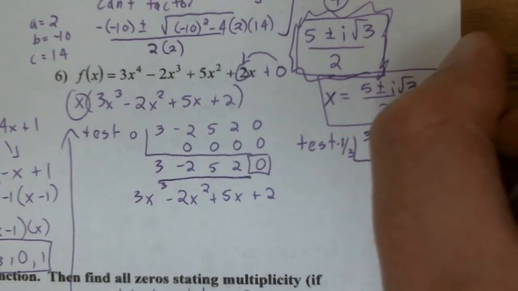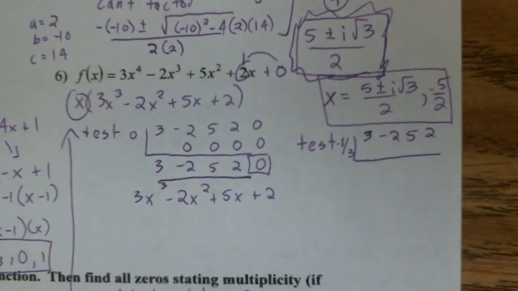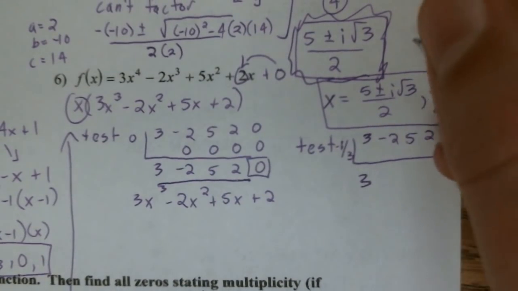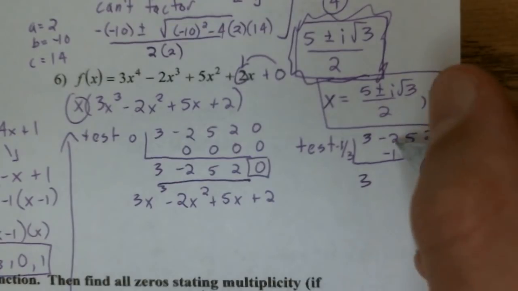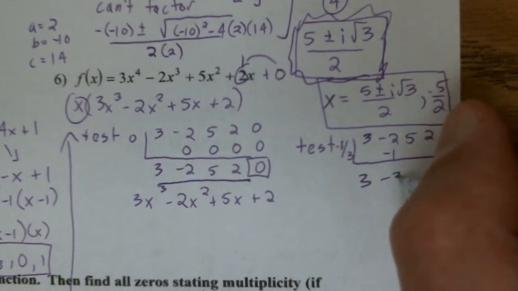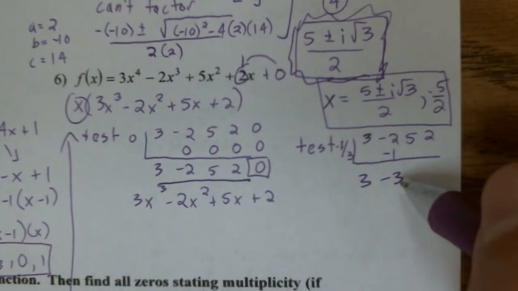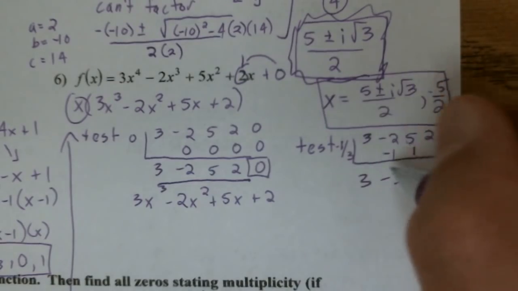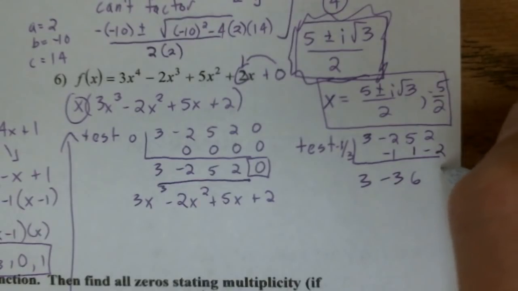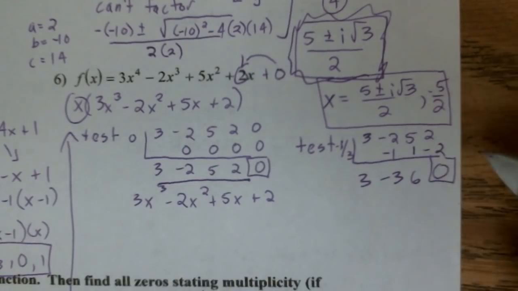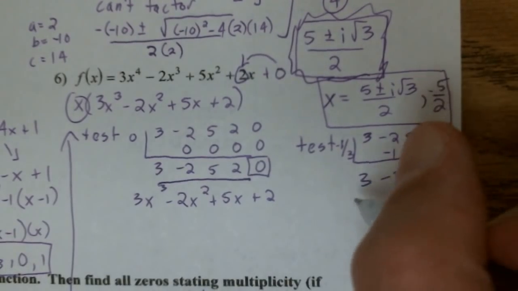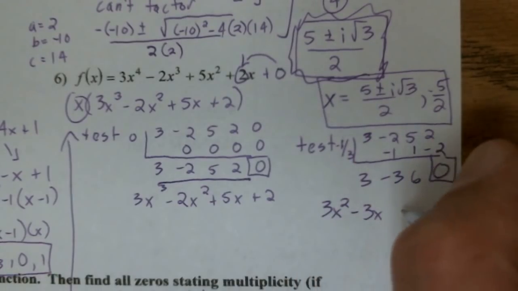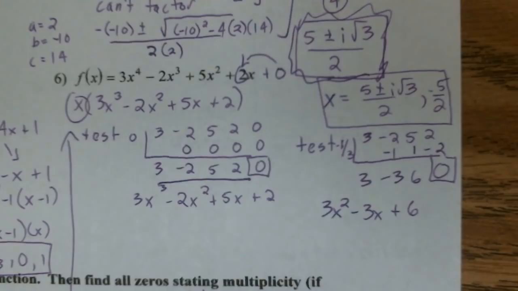3, negative 2, 5, and 2. Bring down the 3. Negative 1/3 times 3 is a negative 1. Negative 2 minus 1 is negative 3. Negative 1/3 times a negative 3 is a positive 1. 5 plus 1 is 6. Negative 1/3 times 6 is a negative 2. And as we anticipated, we get a remainder of 0. So now I'm down to 3x squared minus 3x plus 6.